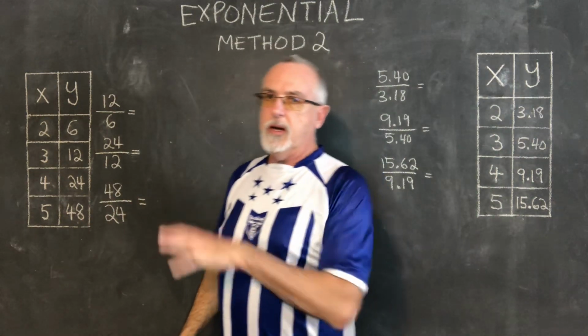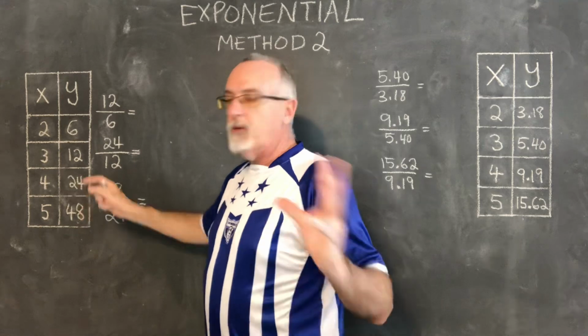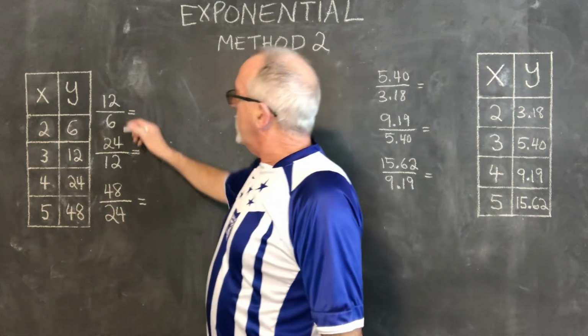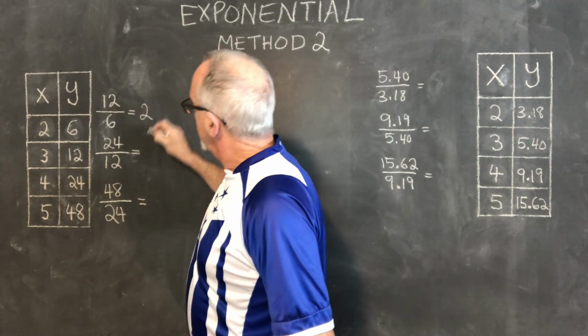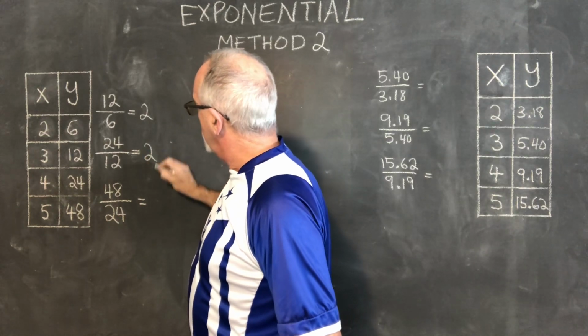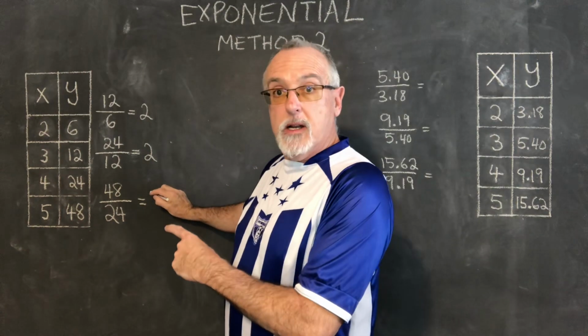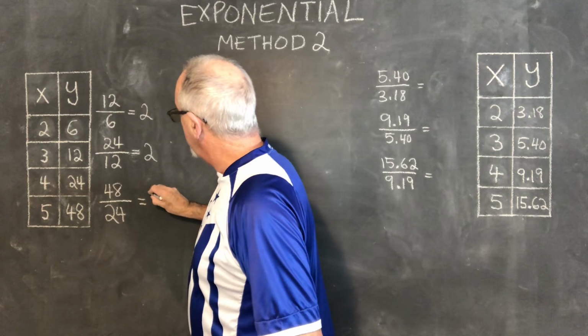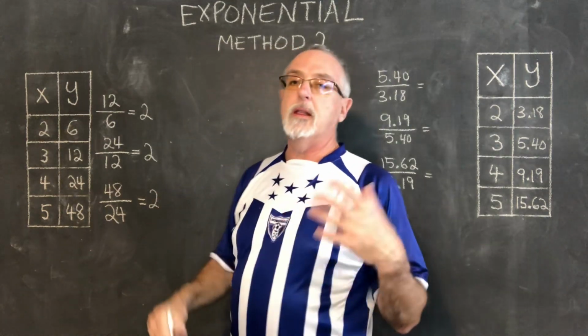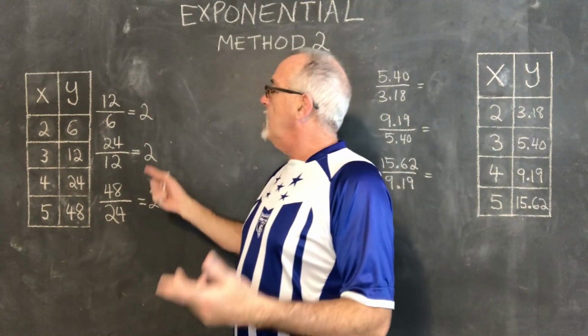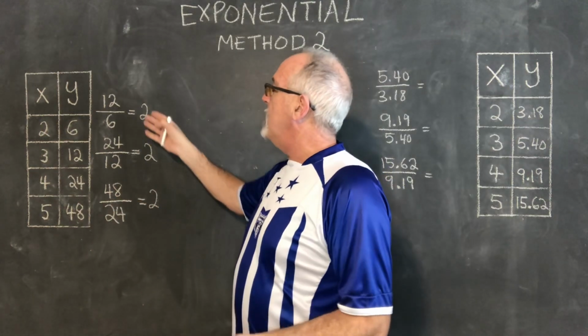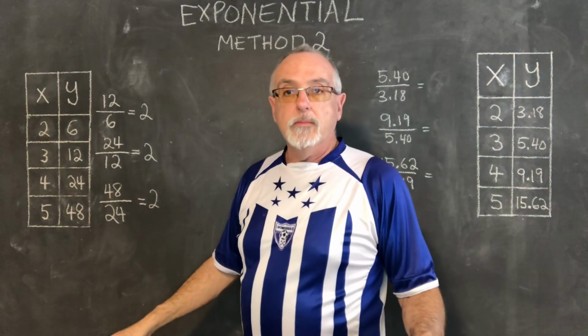So we can see what's going to happen here. It's quite an easy one because we don't have complicated looking decimals. 12 divided by 6 is equal to 2. 24 divided by 12 is equal to 2. We're already thinking this is an exponential. 48 divided by 24 is equal to 2. We are constantly getting the same answer when we look for the quotient or ratio, and that means it's exponential.